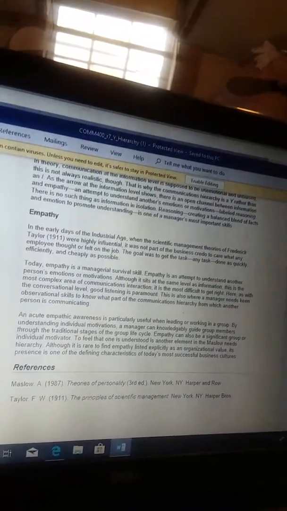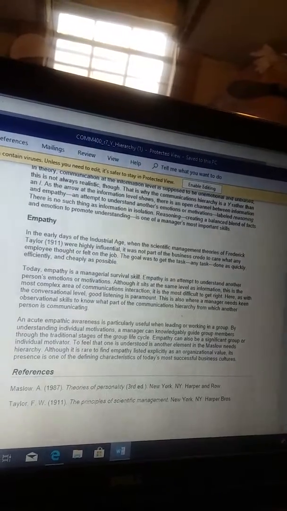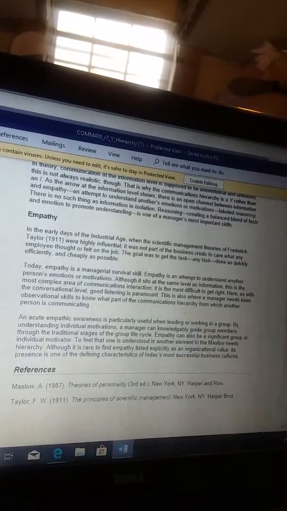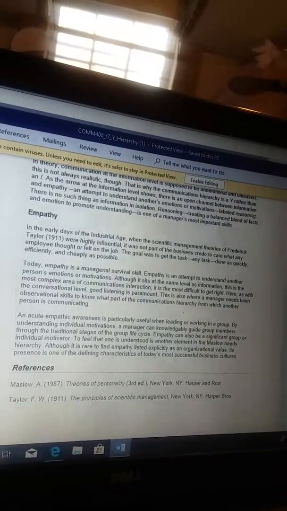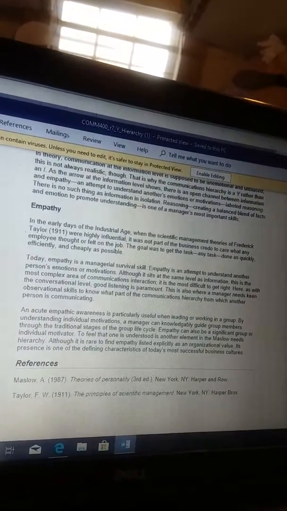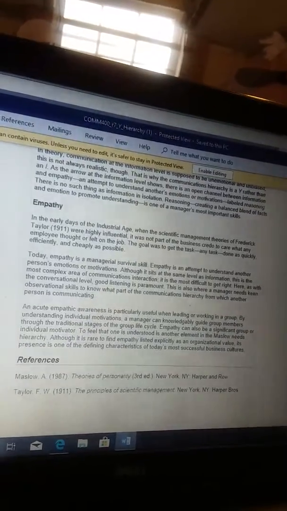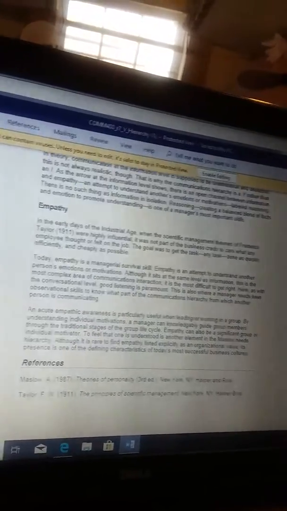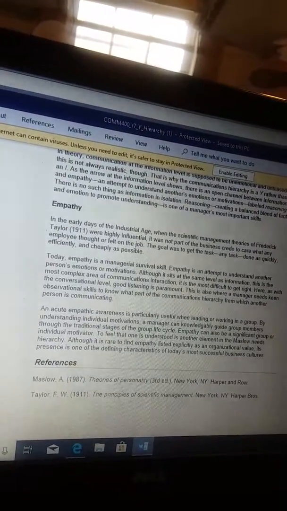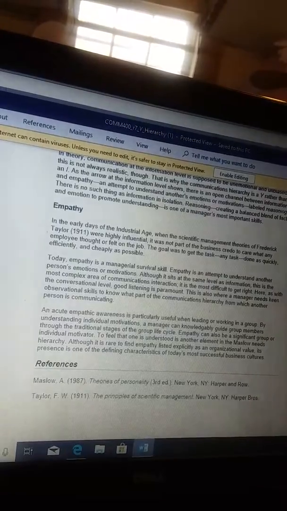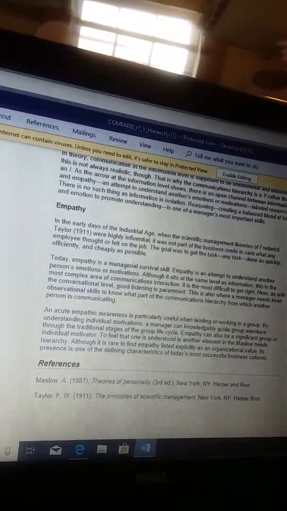Empathy. In the early days of the industrial age, when the scientific management theories of Frederick Taylor, 1911, were highly influential, it was not part of the business credo to care what any employee thought or felt on the job. The goal was to get any task done as quickly, efficiently, and cheaply as possible. Today, empathy is a managerial survival skill.